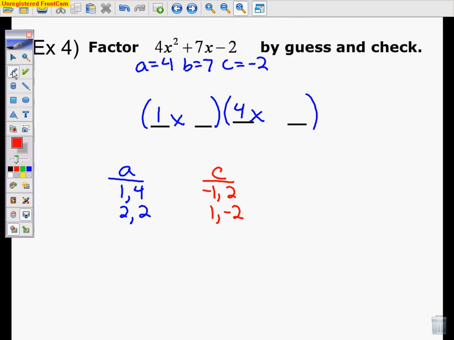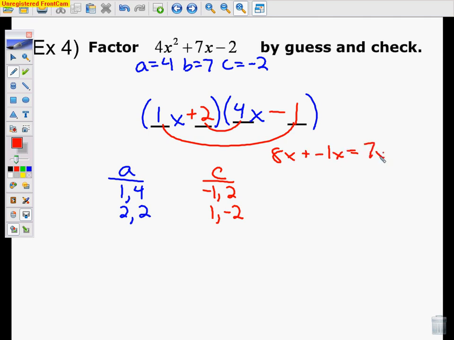So let's put the +2 here and the -1 here. Here we get -1x. Here we get +8x. 8x plus -1x equals 7x. So this is the one that works. Okay? So here is our answer.